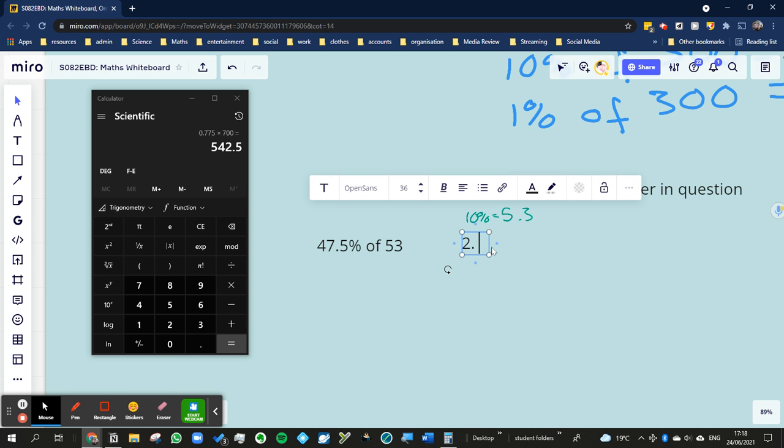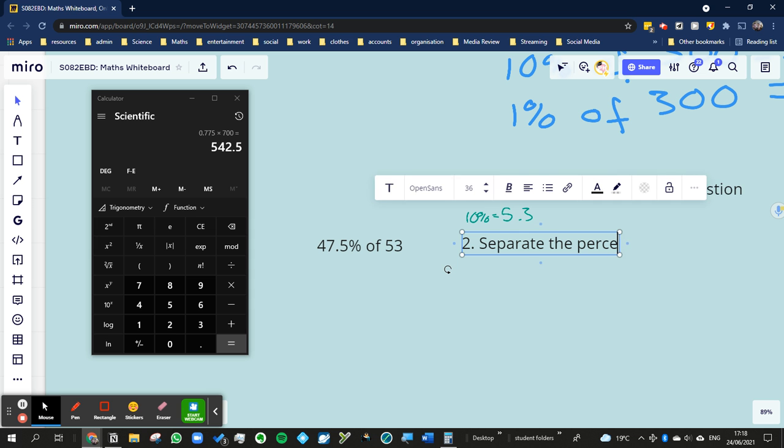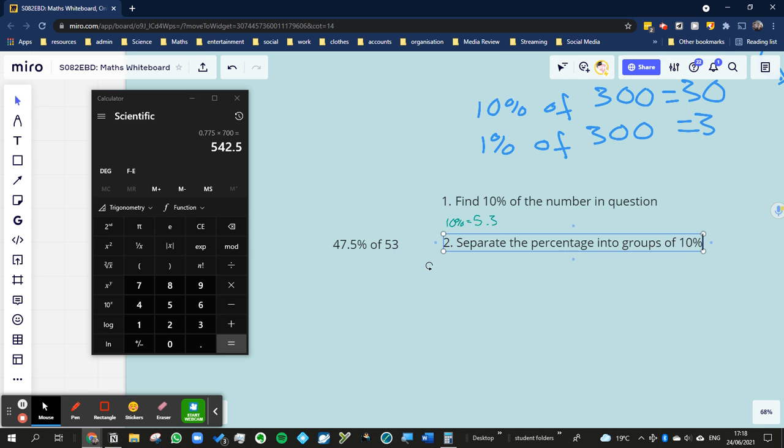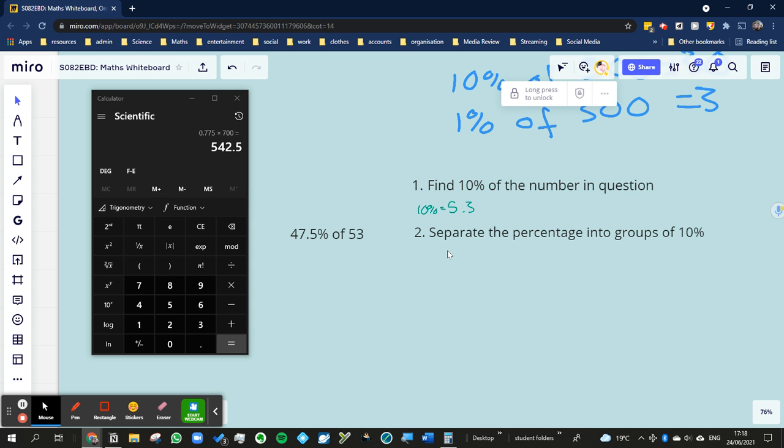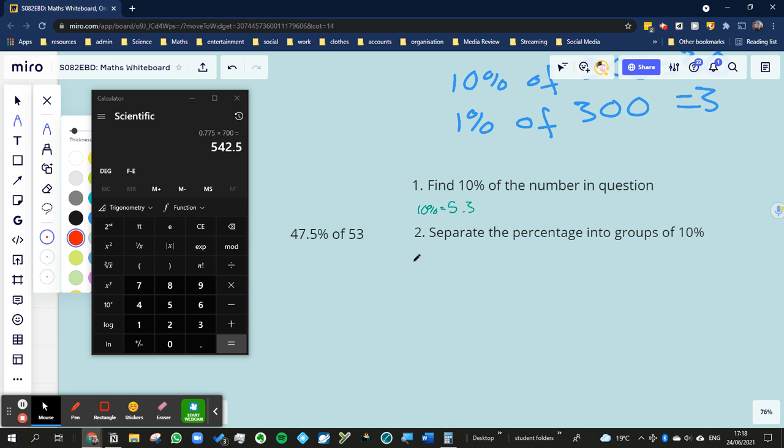Stage 2. Next stage is separate the percentage into groups of 10%. In this stage, some of these stages could be done in your head eventually. The first two stages could be done in your head eventually, but let's just do it on paper on here for now, so we can just see how I did it.